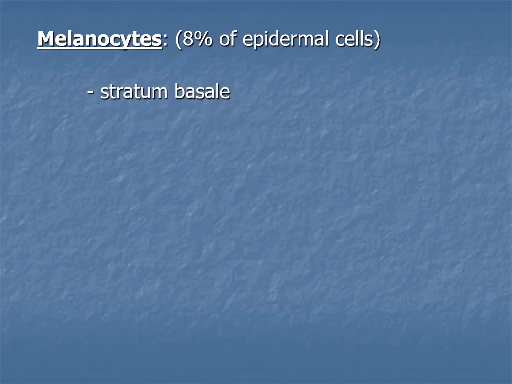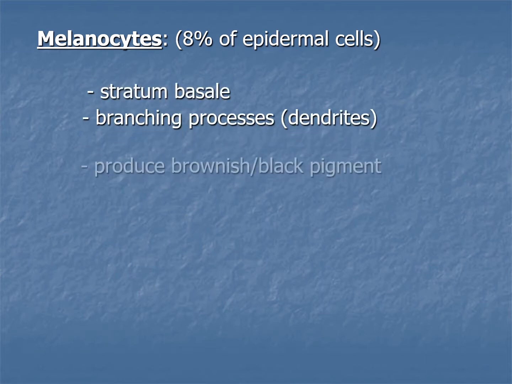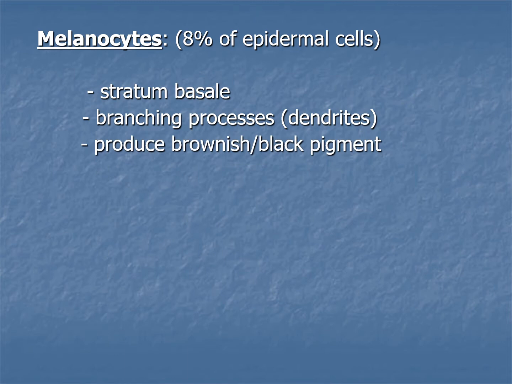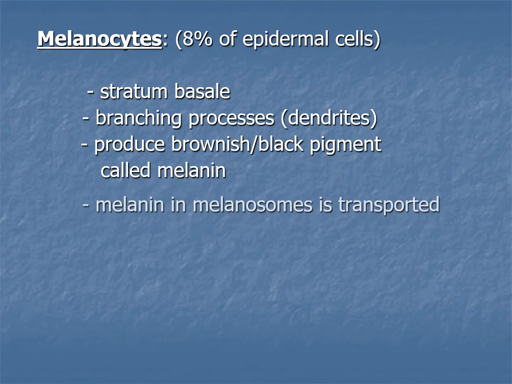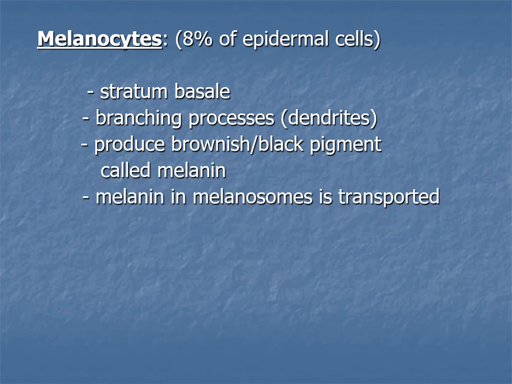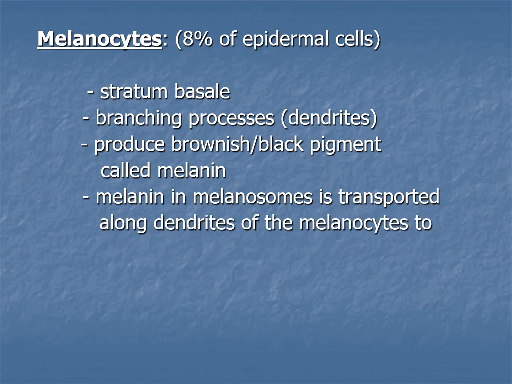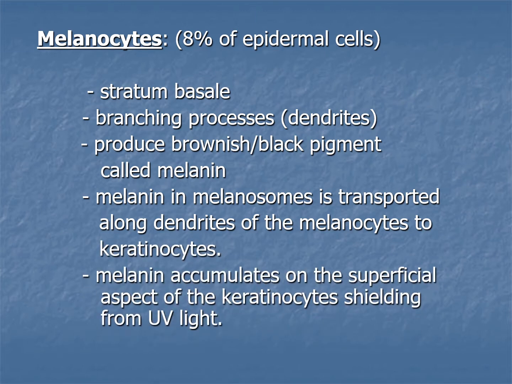8% of the epidermal cells are melanocytes, which are involved in pigment production, which is important in imparting the skin color. They are present in stratum basale, and with their branching or dendritic processes they transfer the pigment, which is melanin, to all the layers. It is brownish to blackish depending upon the race. But the melanocytes cannot divide.